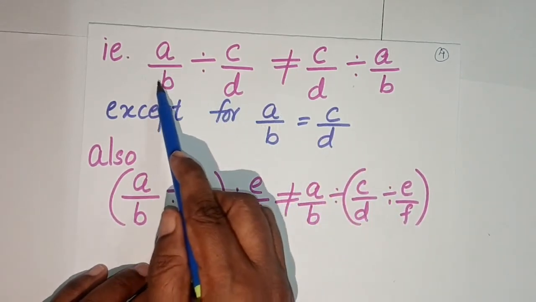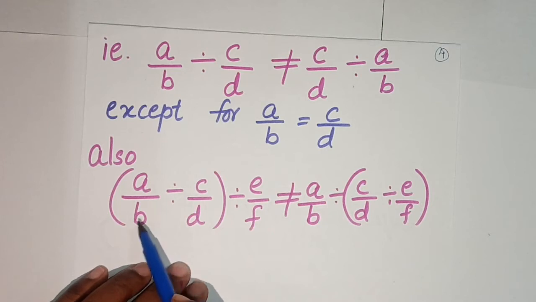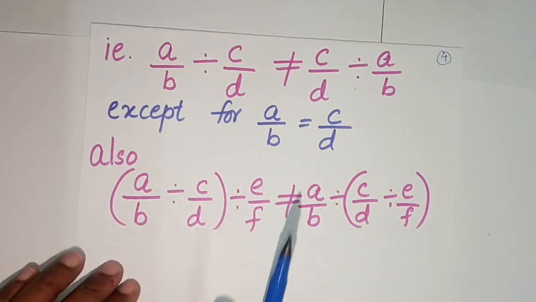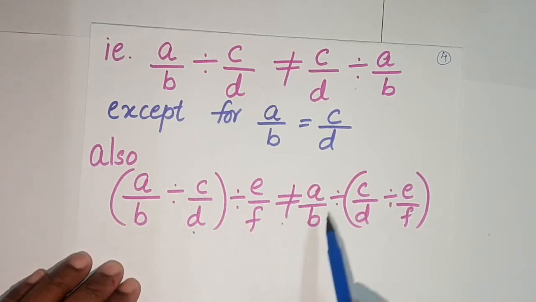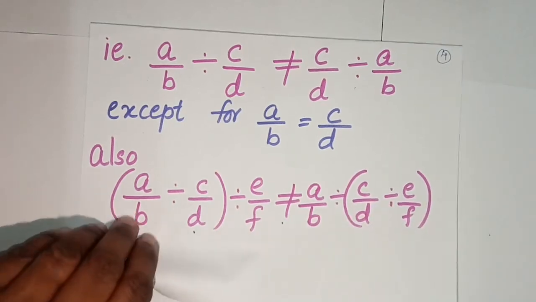See, if for these two rational numbers it is not true, then if you take more than two rational numbers, associative property also will not be true for division of rational numbers. See the statement: a upon b divided by c upon d, divided by e upon f, is not equal to a upon b divided by c upon d divided by e upon f.